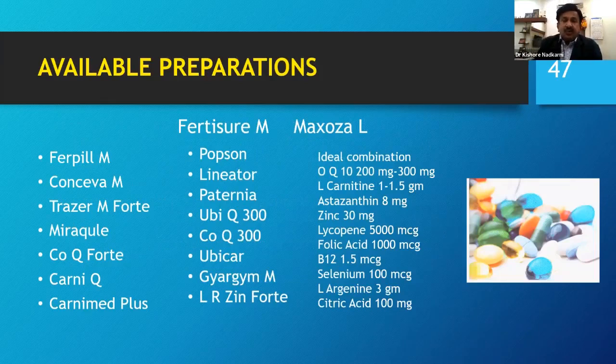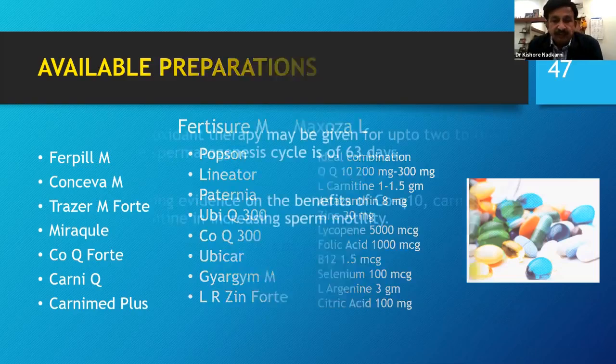Coenzyme Q10, at least 200 to 300 milligrams, levocarnitine, 1 to 1.5 grams, astaxanthin, 8 milligrams, zinc, 30 milligrams, lycopene, 5,000 to 8,000 micrograms, folic acid, 1,000, B12, 1.5 micrograms, selenium, 100 micrograms, L-arginine 3 to 5 grams, and citric acid 100 milligrams. I personally give one 300 milligram CoQ, and in addition I give a sachet which contains all the remaining ingredients. So more or less this is covered.